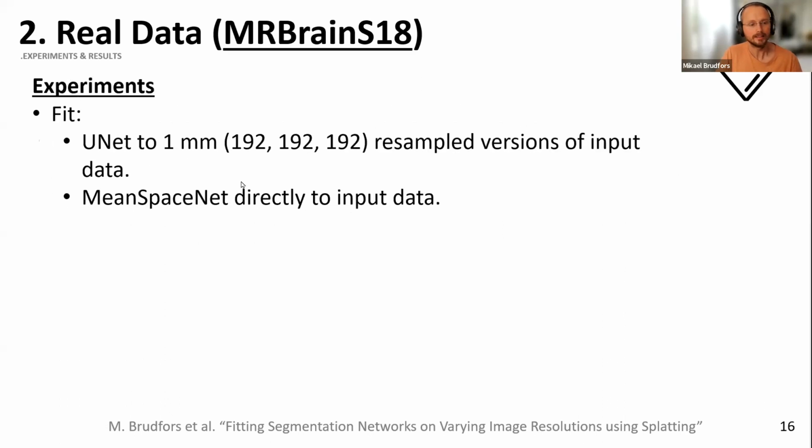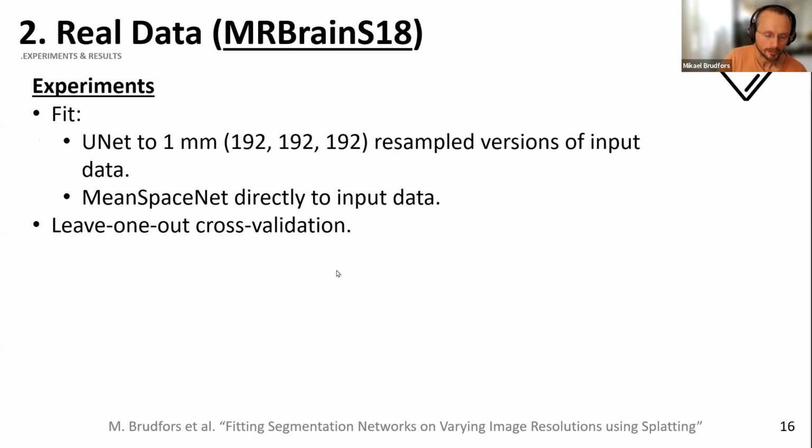So in the experiment this time, similar to before, we fit the UNet to 192 resampled versions of these raw input images, and also the mean space net directly to the raw images without any resampling. And as we only have 7 subjects, we did a leave-one-out cross validation and picked a random fold for the results we report. So that's how we did it, with the same metric.